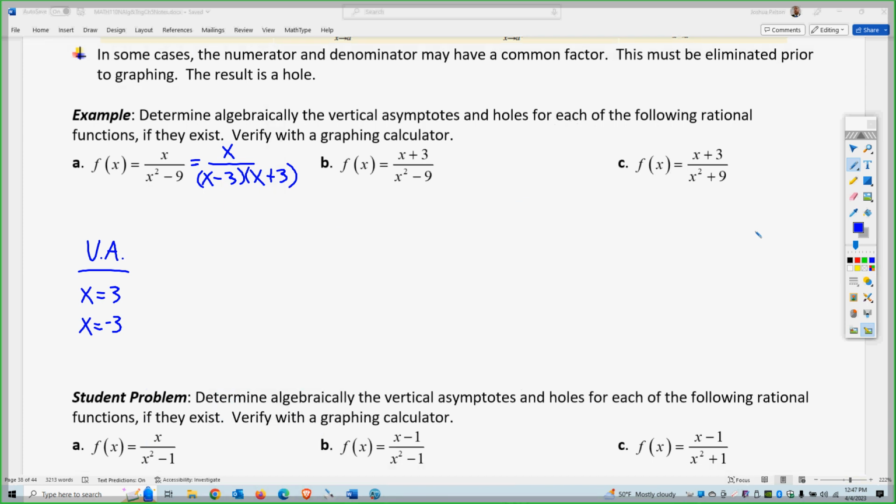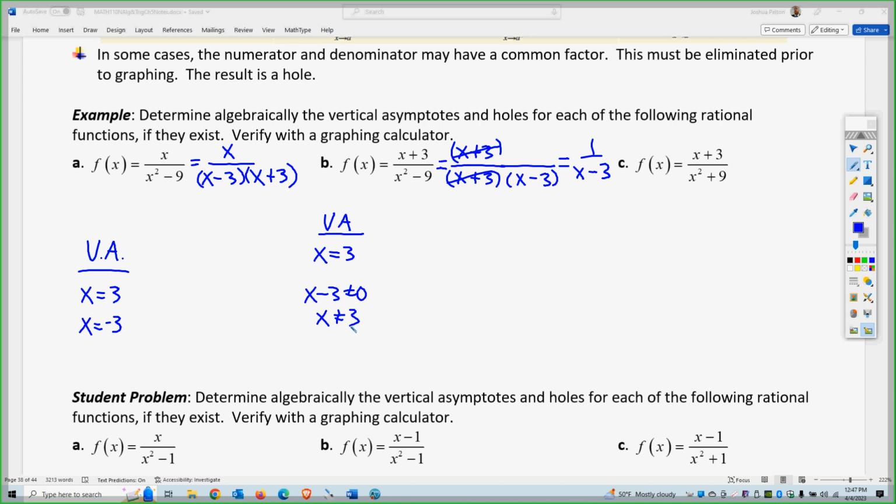All right, the next one works very similarly, except I have x plus 3 over x plus 3, x minus 3. So those will actually cancel and leave me with 1 over x minus 3. Okay, so I have a vertical asymptote at x is equal to 3, right? Because x minus 3 cannot be 0, so x cannot be 3. So the vertical asymptote is x equals 3. Graphically, that's the equation of the line, just like we just put in the calculator.